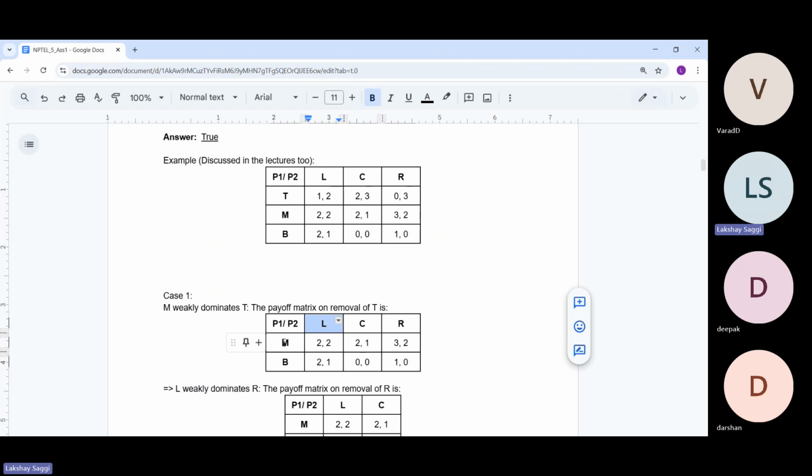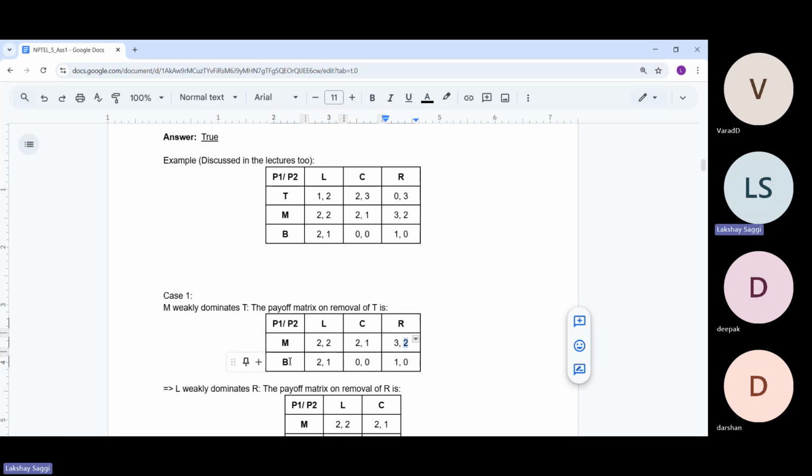So these are the strategies for the column player. What this means is that irrespective of whatever the row player plays, the strategy L should not be worse off than strategy R. This is what weak domination means, right? If the row player had played the strategy M, then on playing L, the column player gets a payoff of 2, because in the tuple, the second entry corresponds to the payoff of the column player. While on playing R, again the column player gets a payoff of 2. So the strategy L is no worse off than the strategy R if the row player plays M.